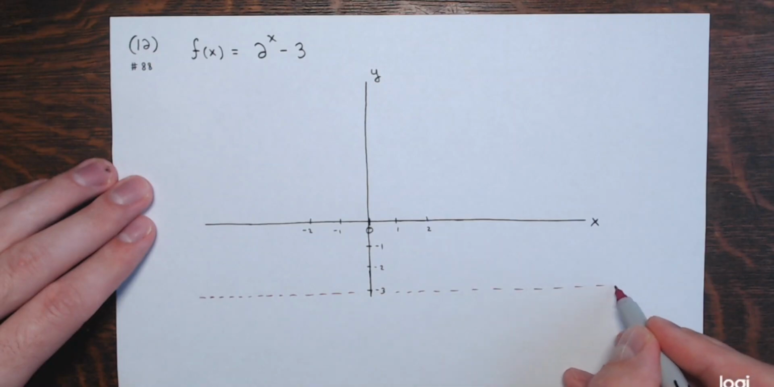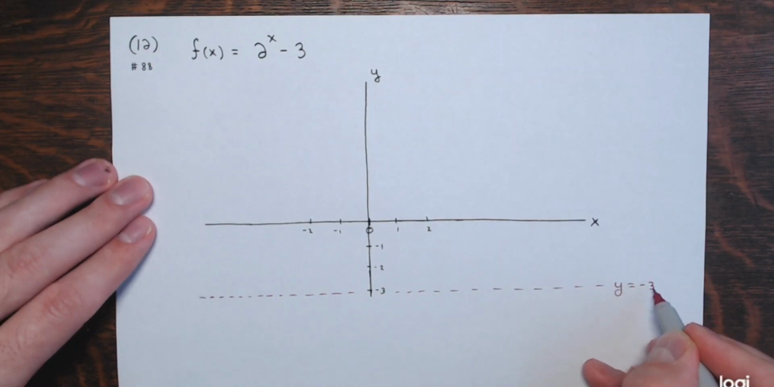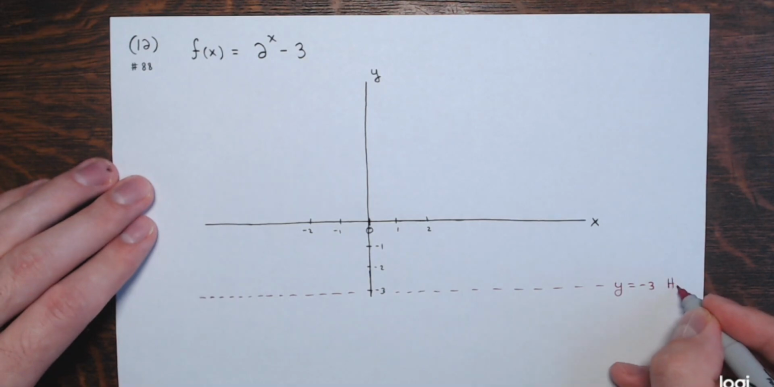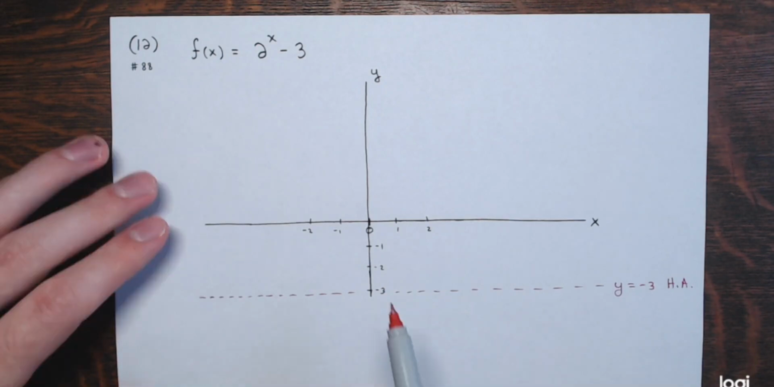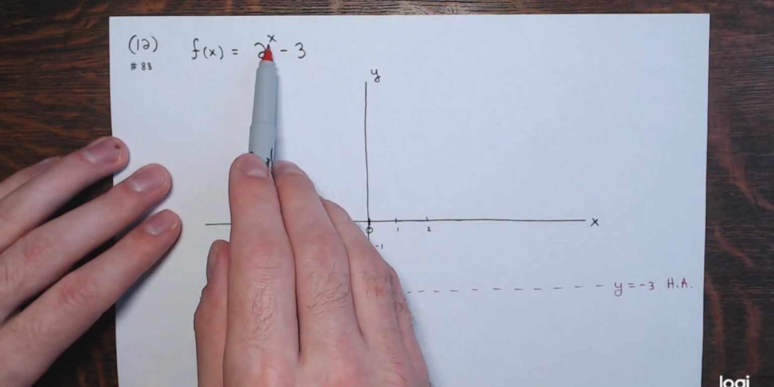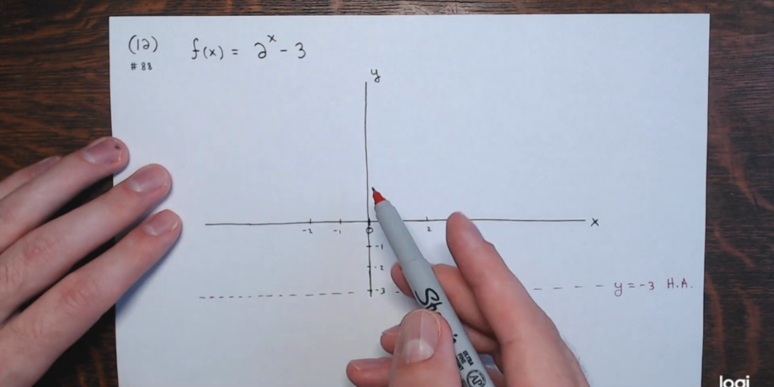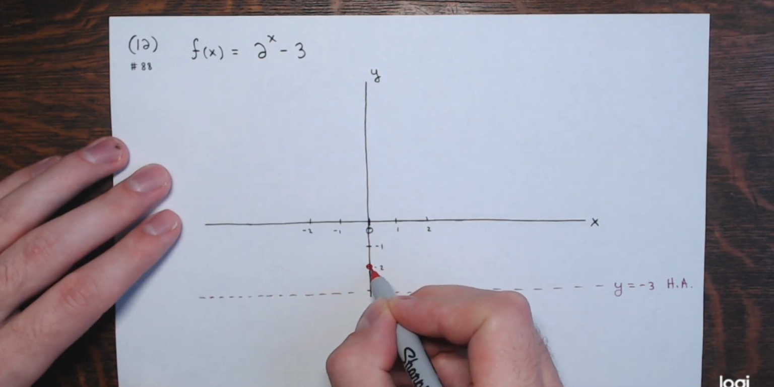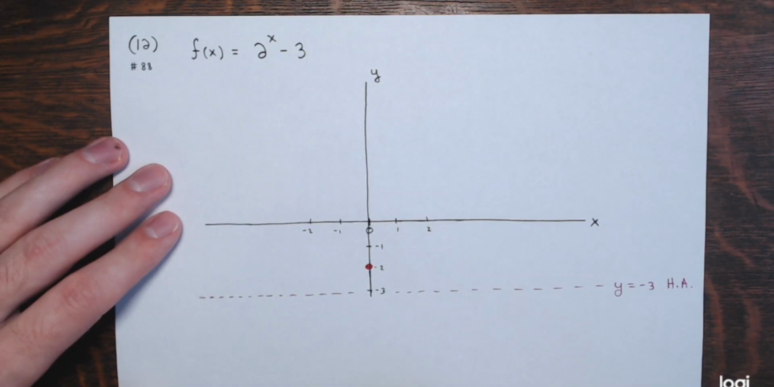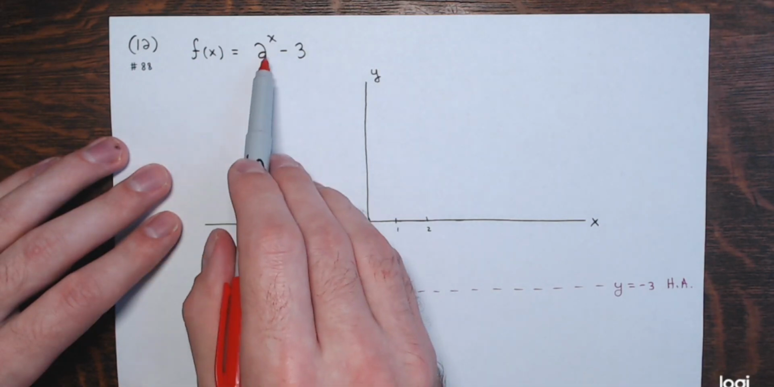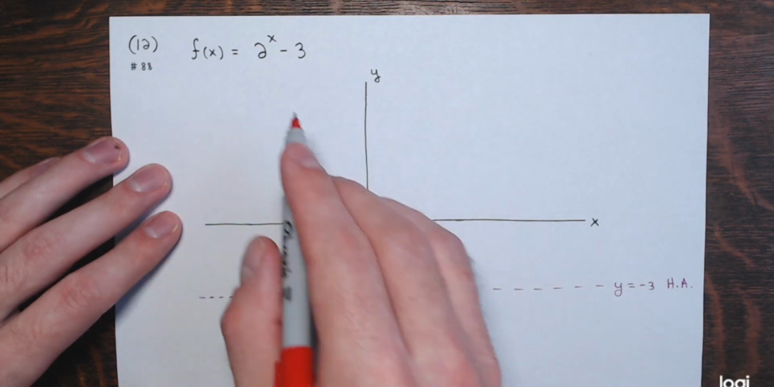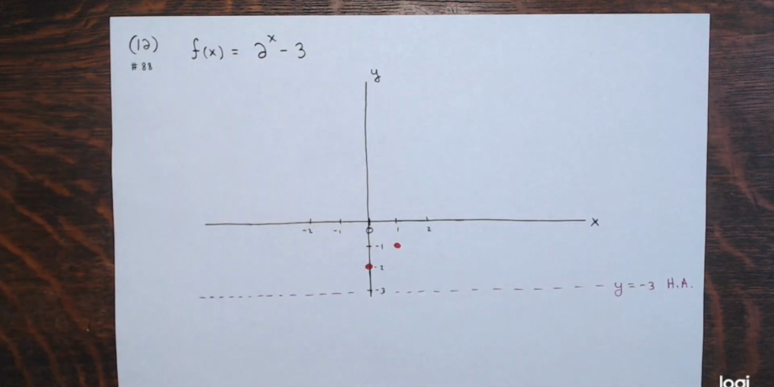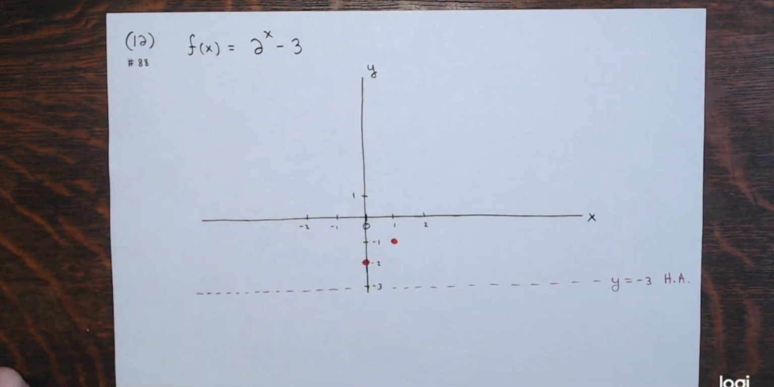So that'll also change the range. I haven't discussed that yet. But y equals -3 is the horizontal asymptote for this function. All right, so let me plot some points. 2 to the 0 is 1. Minus 3 would be -2. So you have 0, -2. And you can make a table if you want. Plugging in 1, you get 2 minus 3, which is -1. So 1, -1. Plug in 2, you get 4 minus 3, which is +1. So 2, 1.